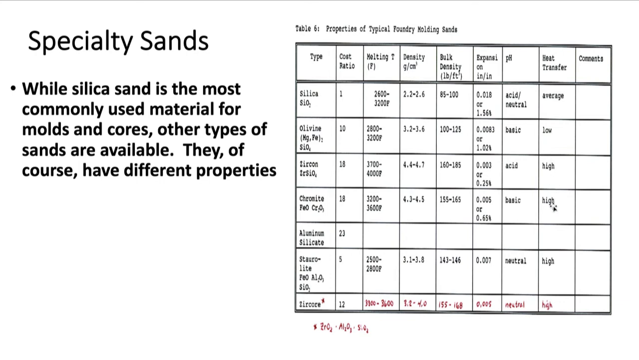Okay, and then you can see that both of these have a high heat transfer rate, and so what's good about that is we tend to use these in situations where we want to chill the metal. Whereas olivine, we want to use that for aluminum, where we want real thin castings, and you'll be able to flow the metal farther. There's a couple other ones that I've never seen used here, so I'm not going to talk much about those.